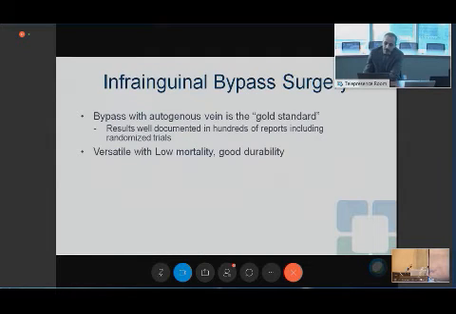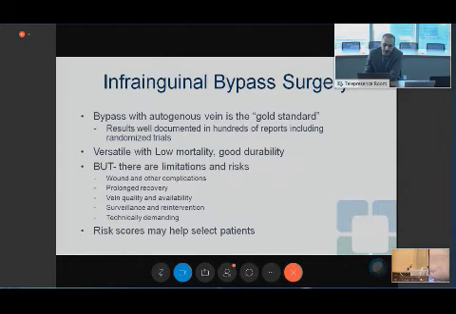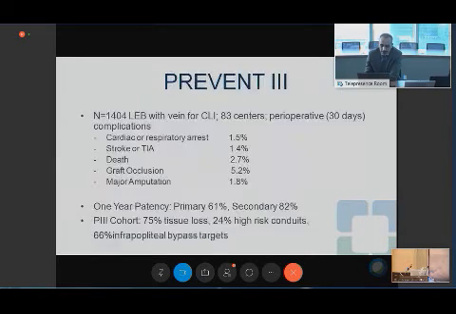Infrainguinal bypass is the gold standard. Results are well documented. It's versatile with low mortality and good durability, but it has its limitations and risks. It has wound and other complications and prolonged recovery. Vein quality is very important and sometimes not available. As you know, many of those patients' veins were already used for coronary artery bypass. Surveillance and reintervention are lifelong and technically demanding.